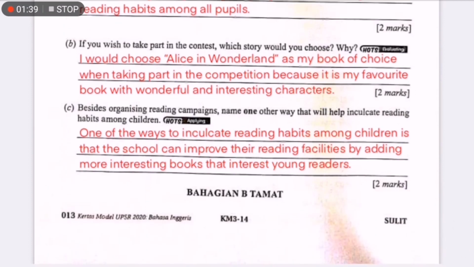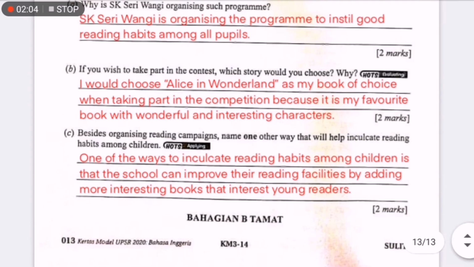Besides organizing reading campaigns, name one other way that will help inculcate reading habits among children. Inculcate means encourage. One of the ways to inculcate reading habits among children is that the school can improve their reading facilities, which is the library, by adding more interesting books that interest young readers. That will be your 2 mark answer.